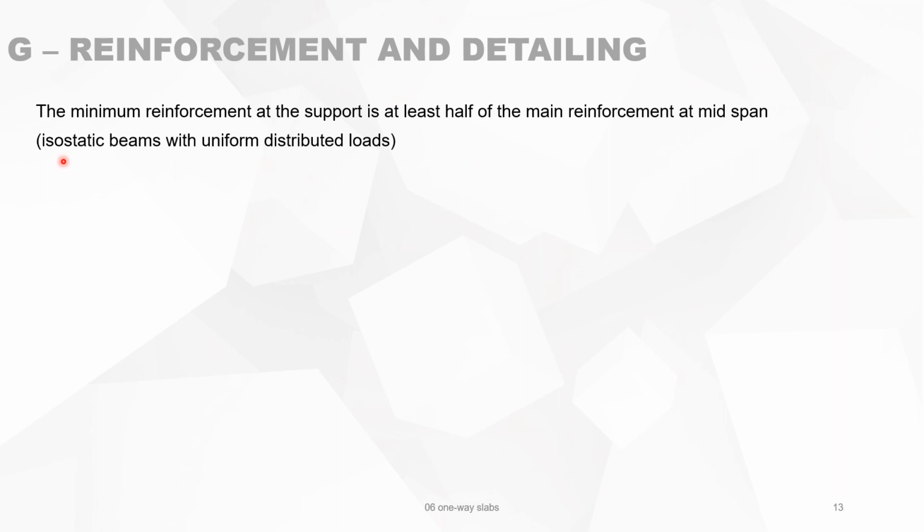Just taking isostatic beams to make it easy, isostatic beams with uniform distributed loads, then we know that the reaction on the support is the uniform distributed load times the span divided by 2. The reinforcement needed for shear at the support is then the reaction divided by the maximum allowable stress, and the maximum allowable stress for shear is the fyd divided by square root of 3.